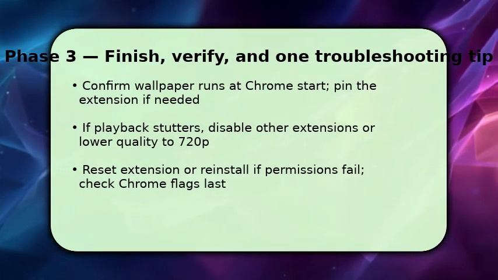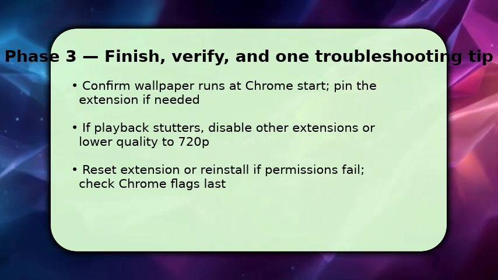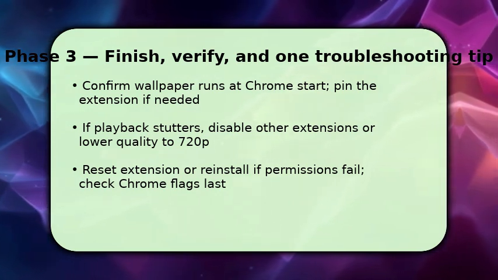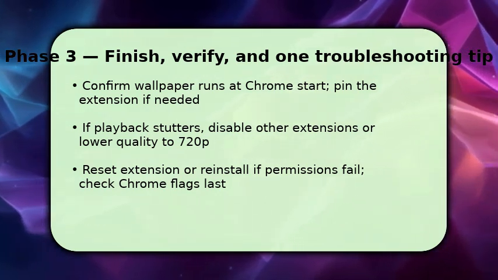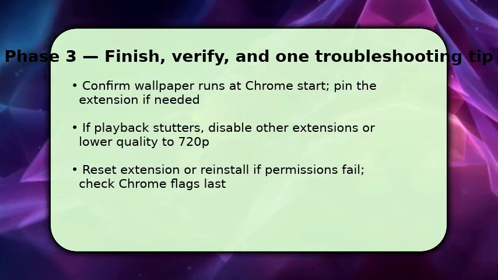If the animation stutters, first lower output to 720p or reduce FPS, then disable competing extensions that use GPU. If wallpapers fail to load, revoke and regrant permissions, or reinstall the extension, this often fixes corrupted settings.